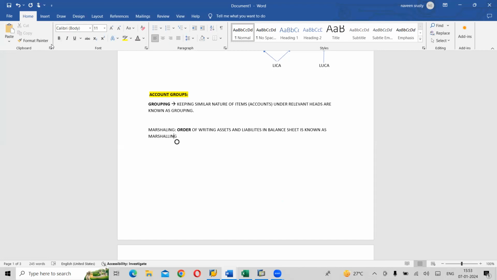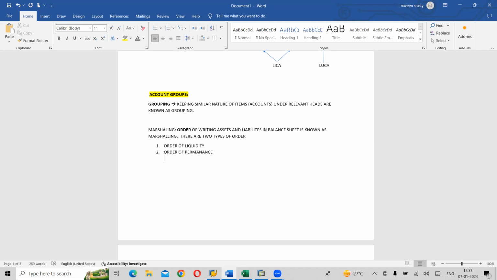So in a balance sheet, the assets and liabilities, how many types of order can we follow? There are two types of orders. Okay. First one, order of liquidity. Next one, order of permanence. Understood? Order of liquidity, order of permanence.